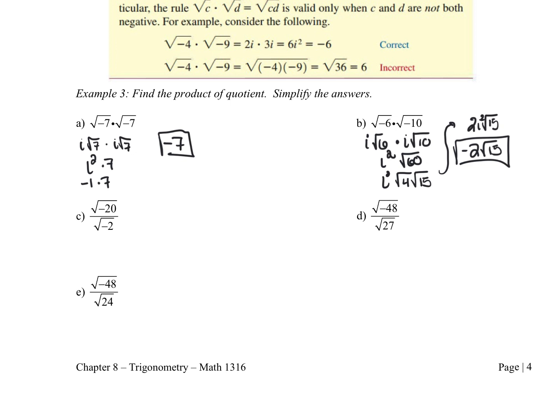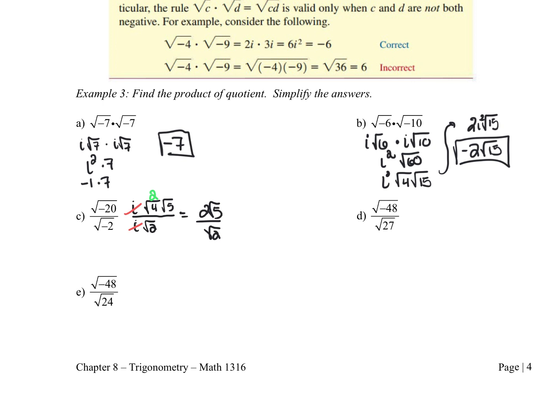Okay, letter C. The i pops out on top. Square root of 20 is 4 times 5. On the bottom, the i pops out. Square root of 2. The i's are going to cancel out, actually. And the square root of 4 is a 2. So now this statement is 2 root 5 over root 2.